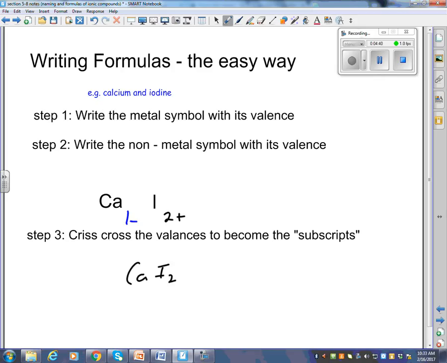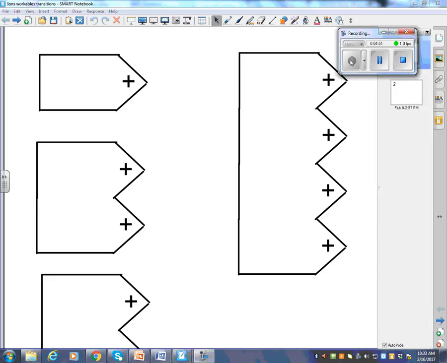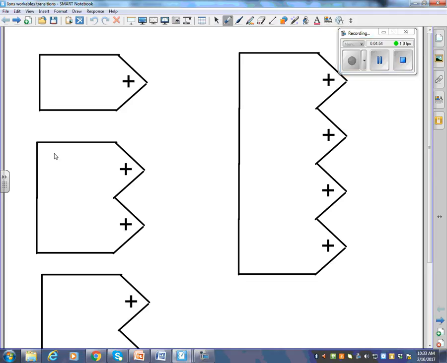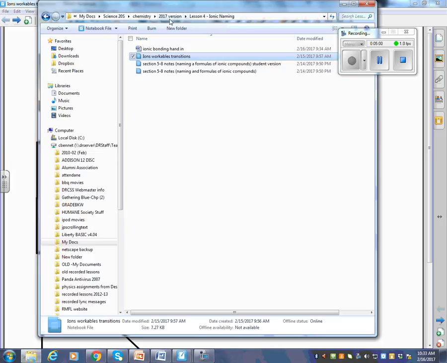Okay, now can we do that with the manipulatives? Absolutely. If I'm doing it with manipulatives, Ca is a +2, right? So that's this one here. Oh, this is the wrong one. I got the wrong batch.